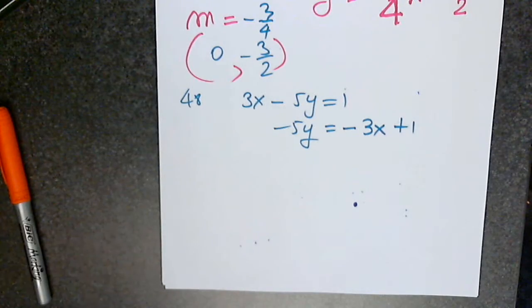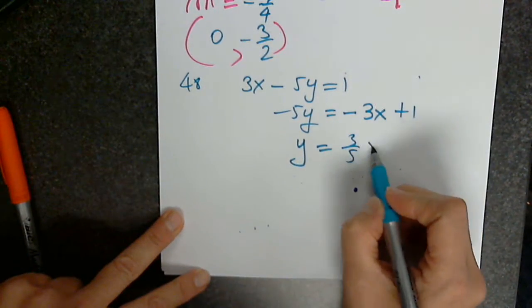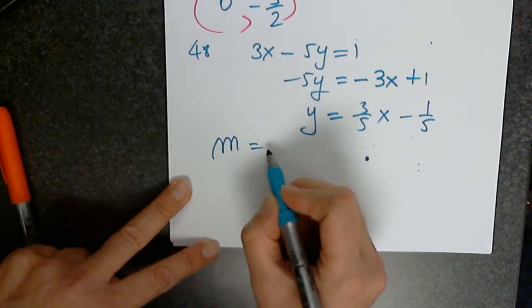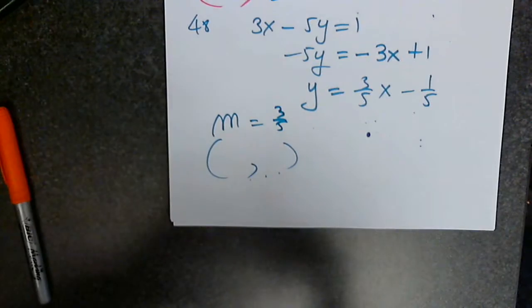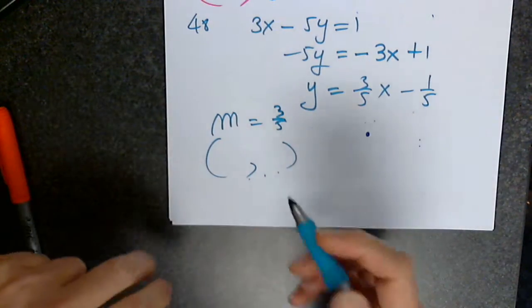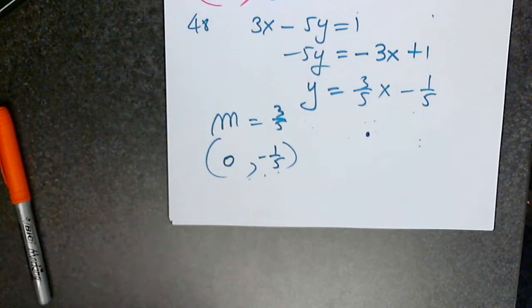Do you all agree with this first step? Yes? Good. Finally, y equals? Yes, 3/5 x. Careful. -1/5. I need two things, the slope and the y-intercept, please. So slope is 3/5. It means what? It means that it goes up 3, and in the meantime it goes 5 to the right. Up 3, 5 to the right. So, and the y-intercept? Yes, (0, -1/5). Are we okay with this?